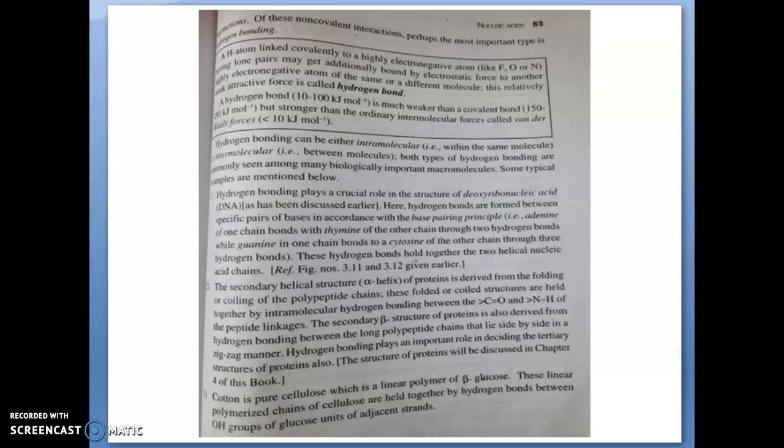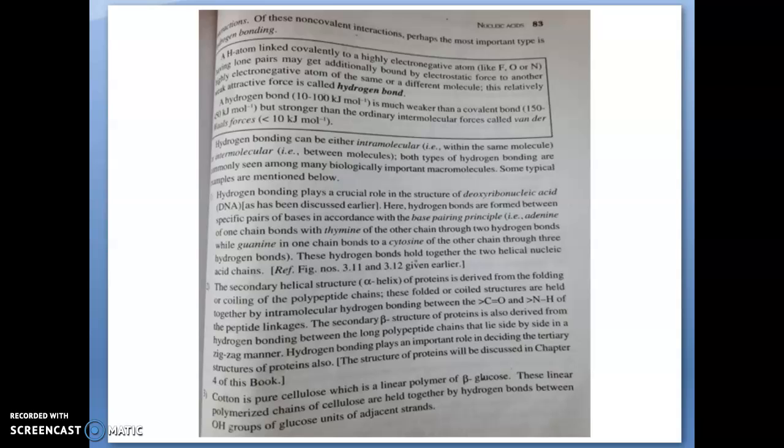Secondary helical structure of proteins. Here, first we discussed nucleic acid structure. Then the second one is the protein alpha helix structure that we will see in the next chapter, how this secondary helical structure of protein is derived. That secondary structure is derived from the folding and coiling of the polypeptide chain.